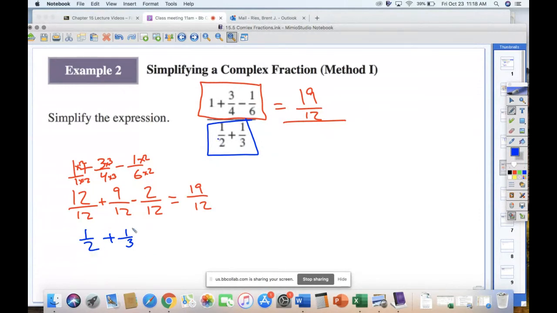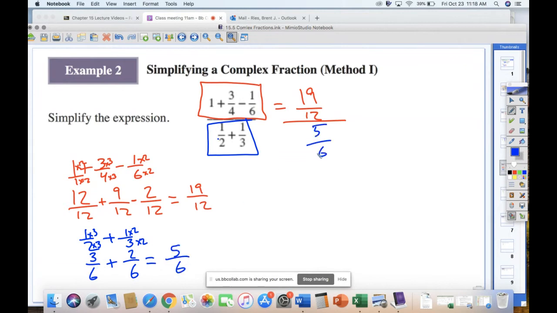I'm going to take 1/2 plus 1/3. Common denominator between 2 and 3 is 6. How did I go from 2 to 6? Well, I took it times 3. So the numerator, 1 times 3 is 3. Keep the plus sign. From 3 to 6 is times 2. So 1 times 2 is 2. And when I add the fractions, 3 plus 2 is 5 sixths.